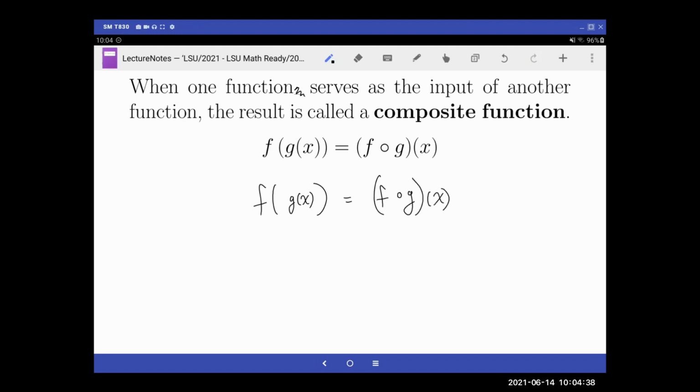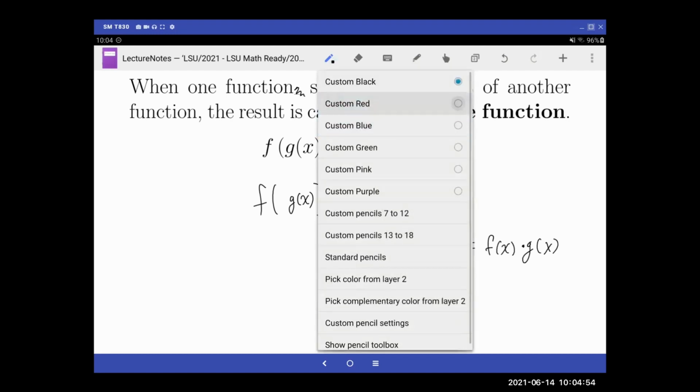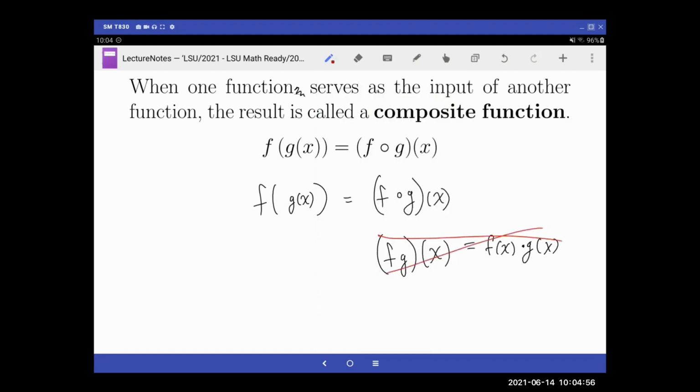Now, people will oftentimes confuse this notation to mean this, which is multiplication, right? Where you're multiplying the two functions together, which is definitely not what we're trying to do here. Okay, so I do want to point that out. Don't make this mistake. That is multiplication. This is composition. So I like to think about that as an O, like the word of. So f of g of x.